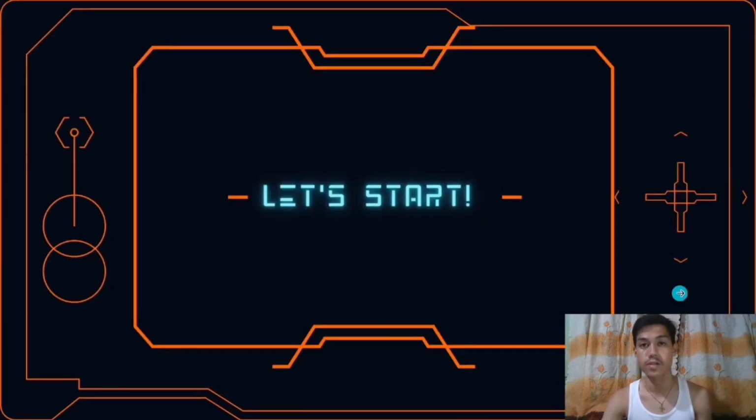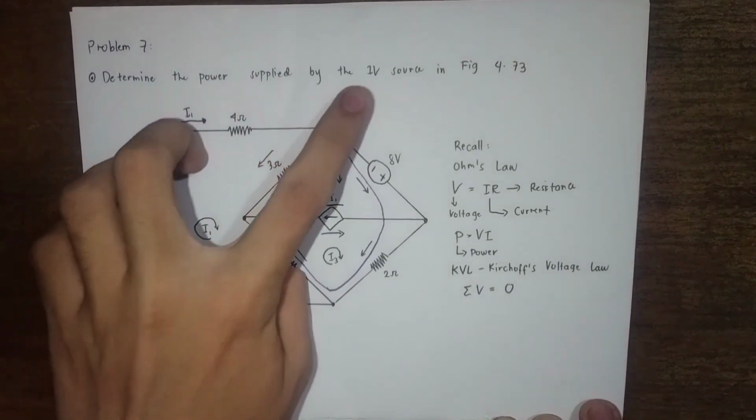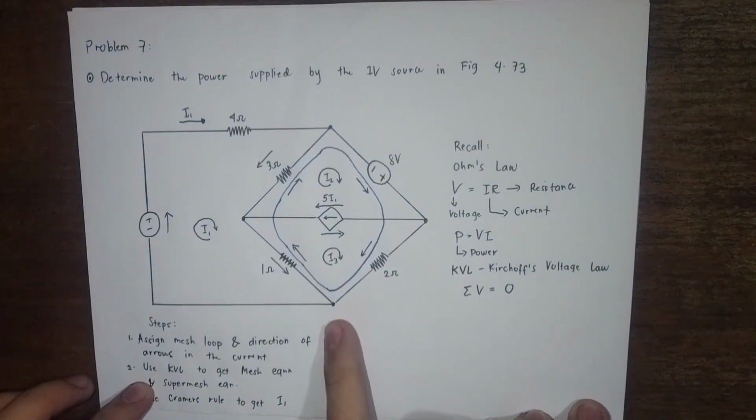So let's start solving the problem. Hello guys, this is our circuit problem. Problem number 7: Determine the power supplied by the 1 volt source in figure 4.73. So this is our figure.